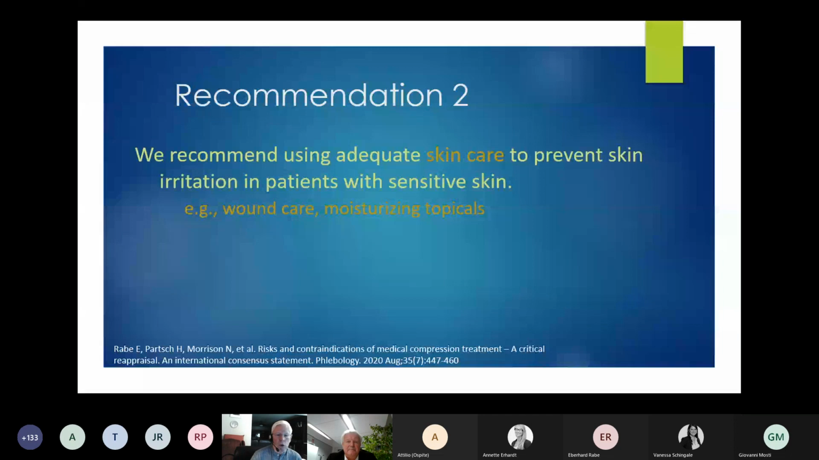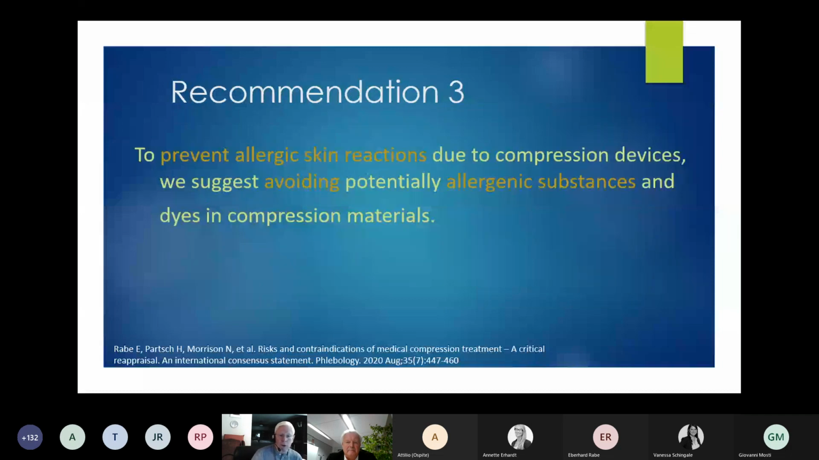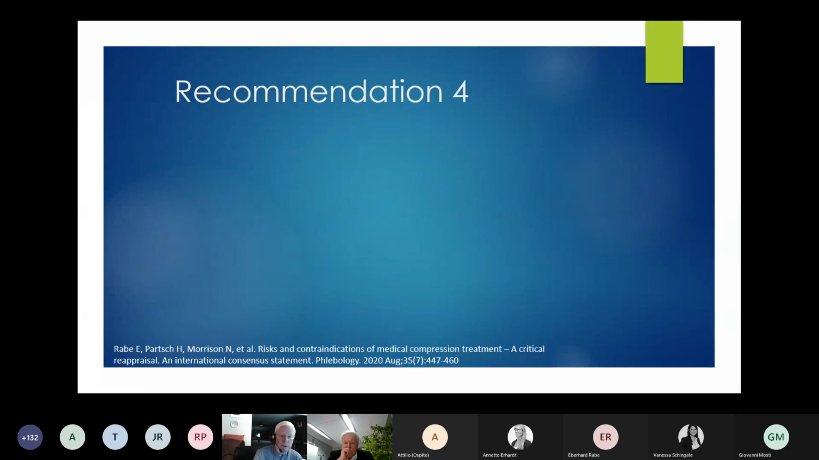Next, we should use adequate skin care prior to the application of compression to be sure that the patient will not develop complications. So wound care and topicals are important. And then we want to prevent allergic skin reactions. So we should avoid allergenic substances such as dye in compression hose, natural rubber, and those sorts of things.